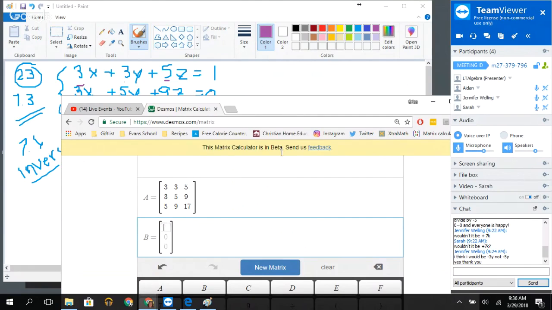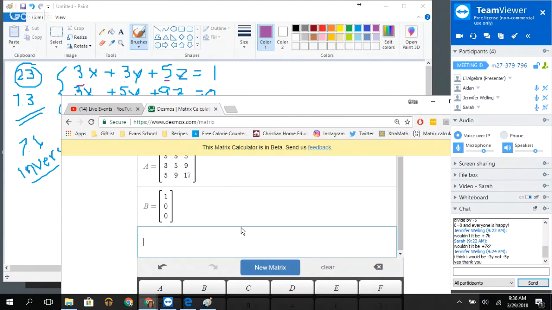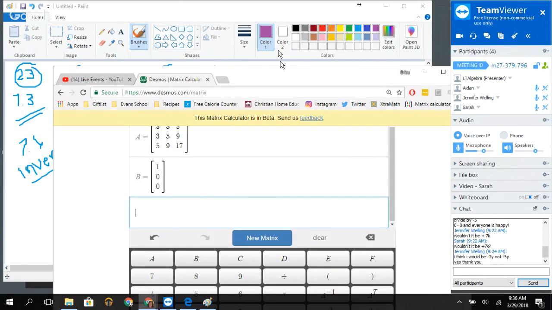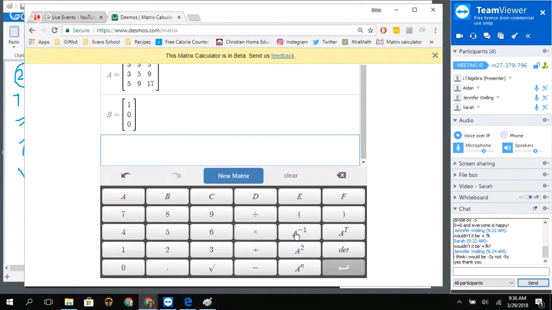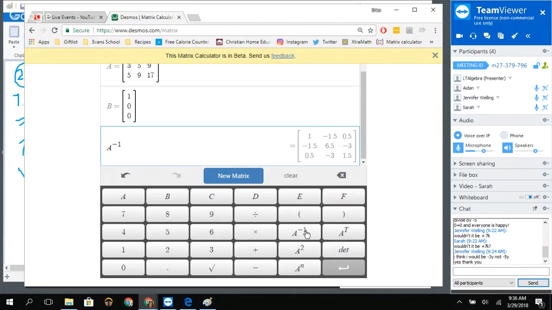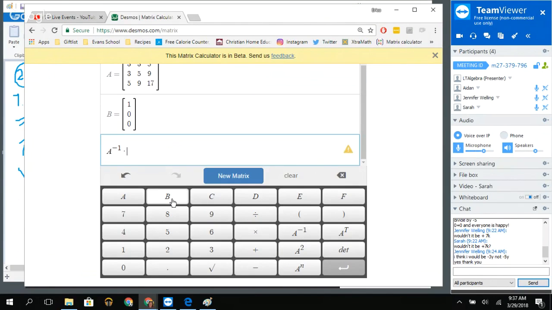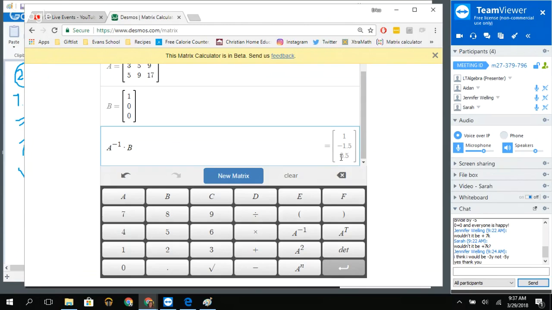Okay. And the solutions are 1, 0, 0. So now that I've entered my problem in, I can say that I want to do the inverse. No, I guess I have to write that. I have to do A inverse times B. And now I actually have the solution of my equation. So X equals 1, Y equals negative 1.5, and Z equals 0.5.